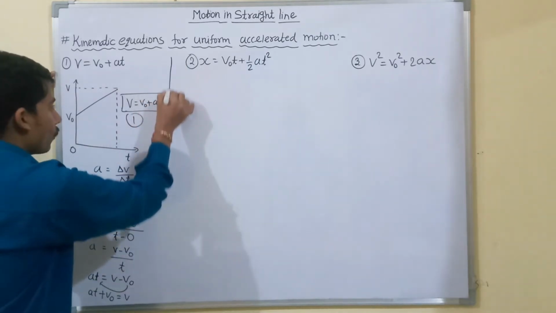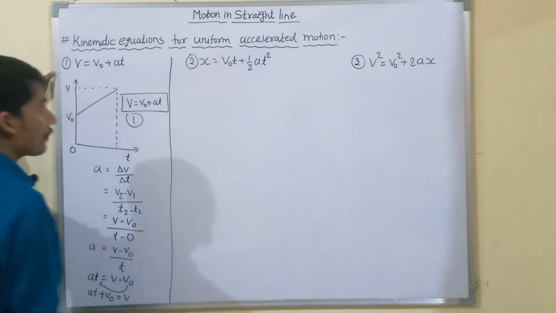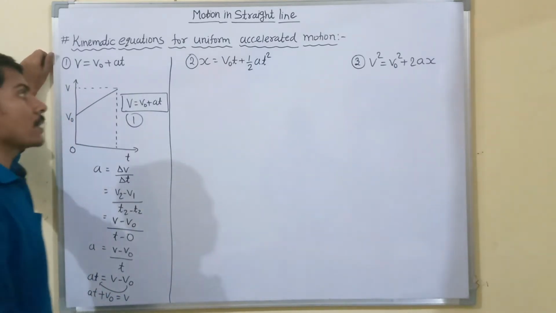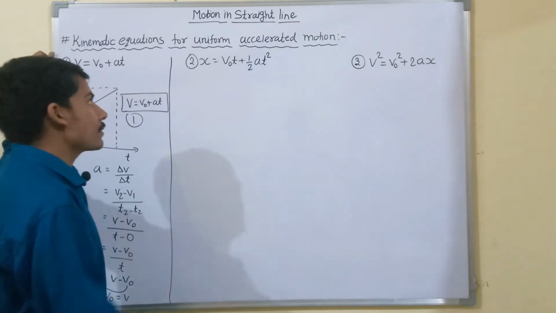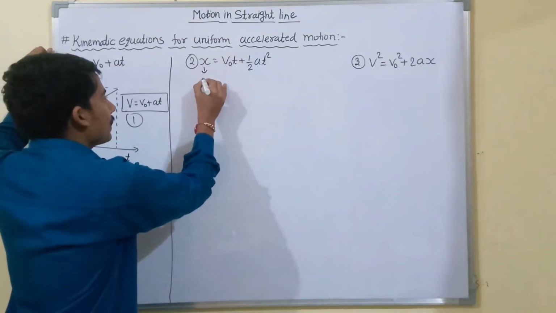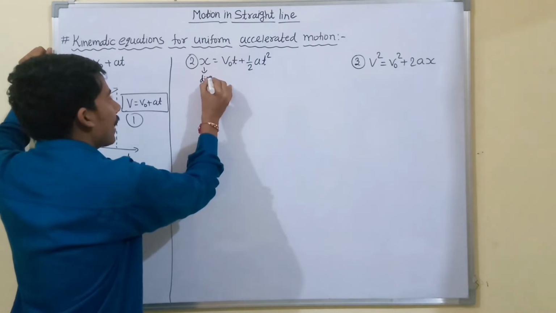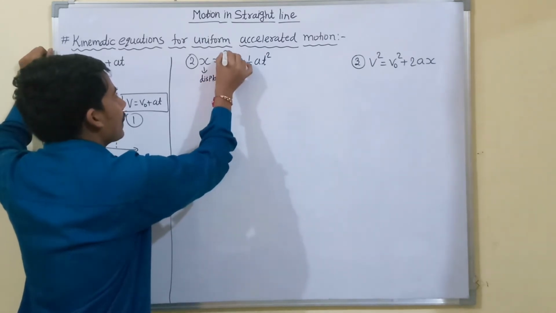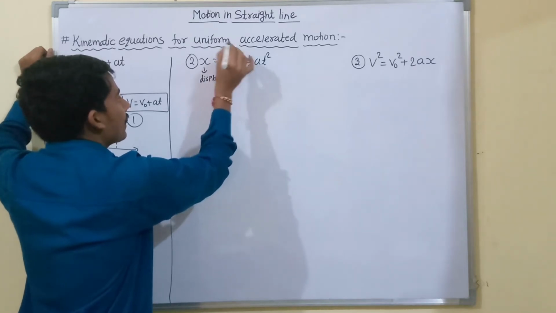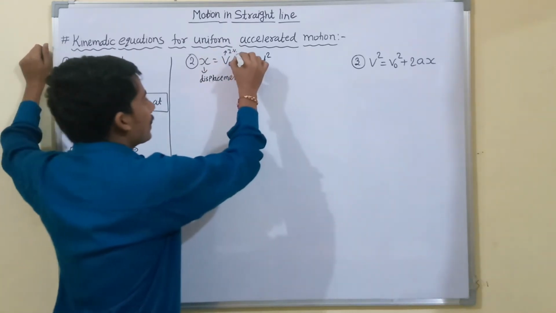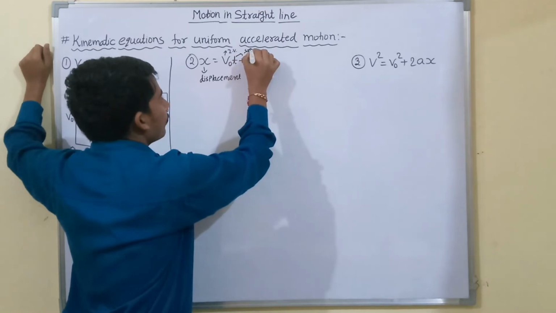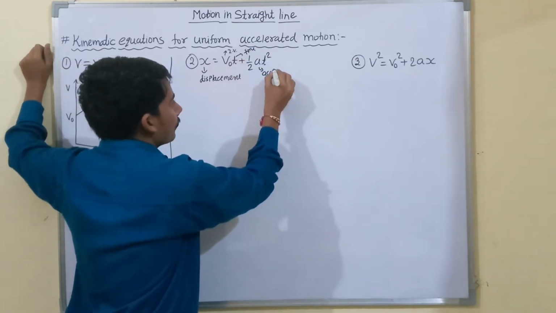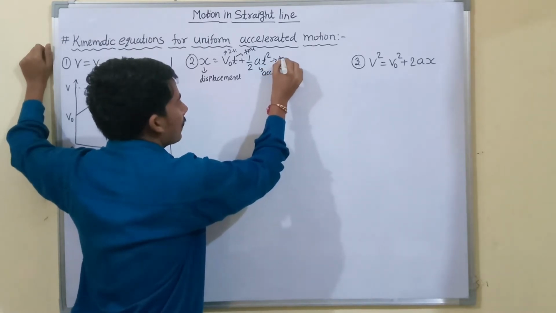Now the second equation, that is x equals v0 t plus 1 by 2 at square. x is the displacement, v0 is the initial velocity, t is the time, and a is the acceleration.